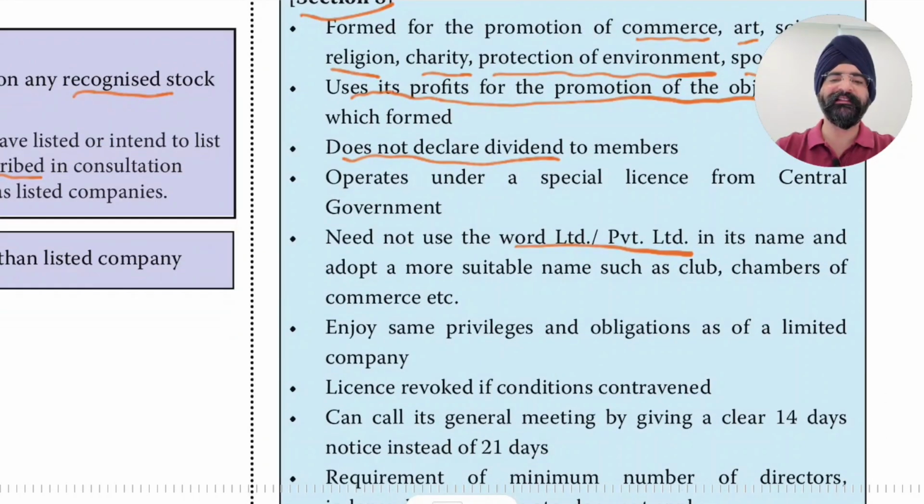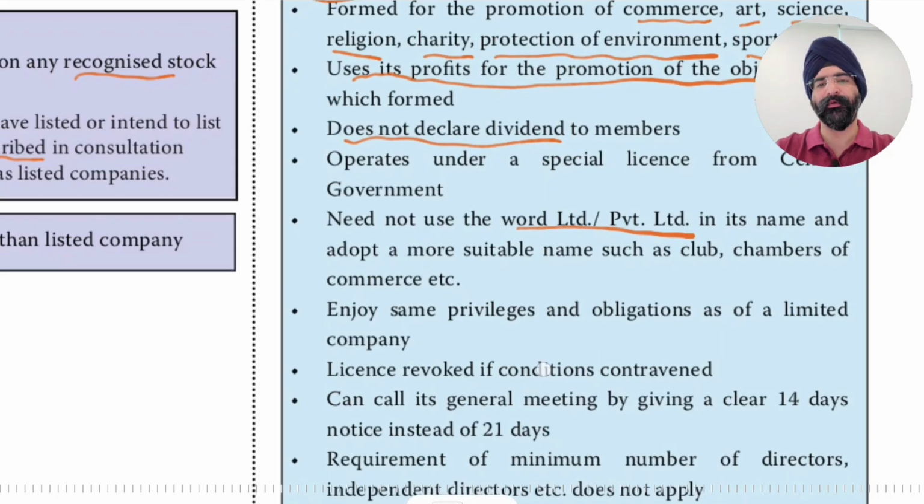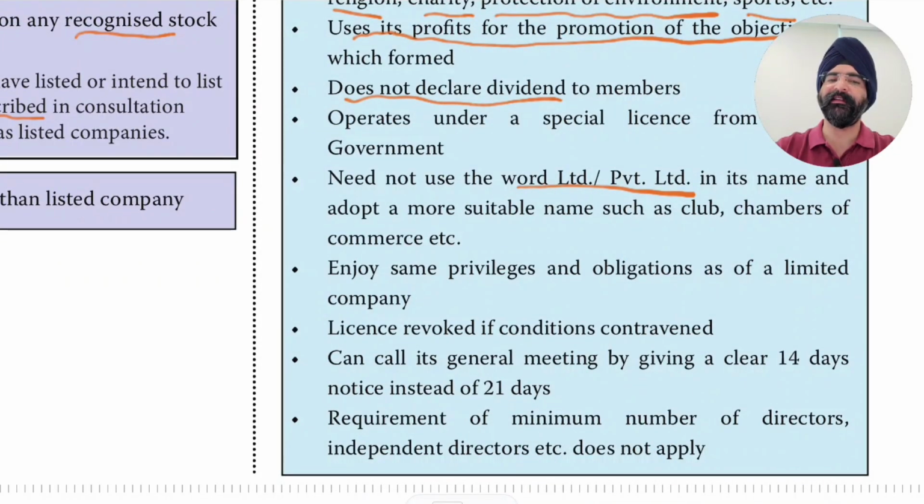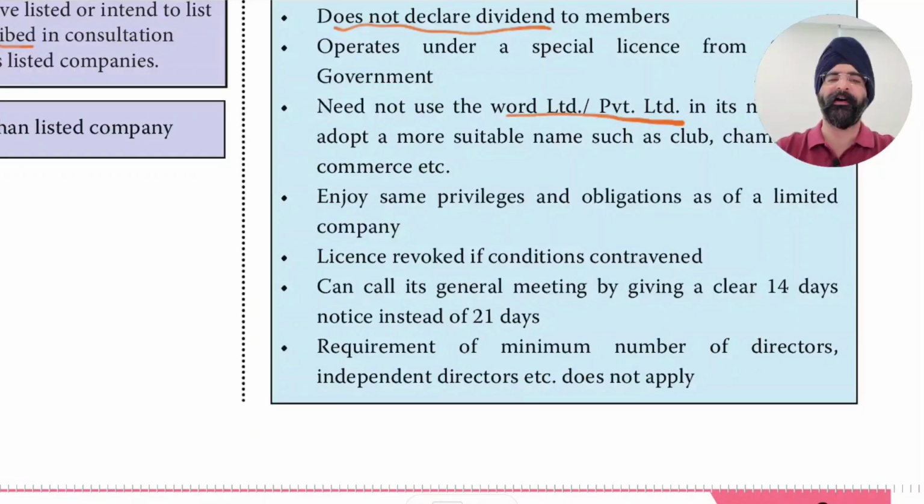It enjoys the same privileges and obligations as a limited company. Then Section 8 companies, license revoked. The license can be revoked if conditions are contravened. If it is found that it is contravening any of the conditions of a Section 8 company under which a special license is granted to it by the government, then the license can be revoked.